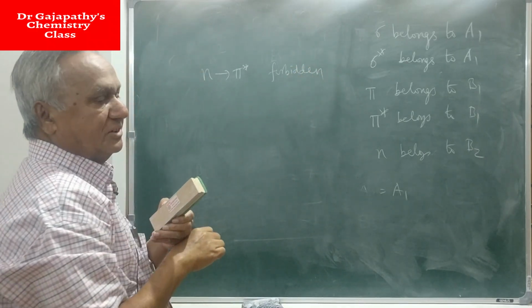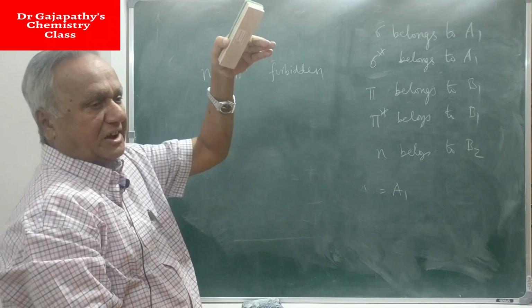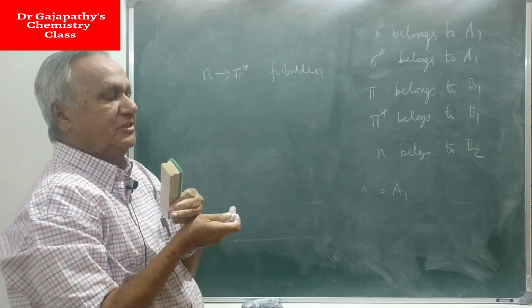Sigma to sigma star is allowed. It's a very high energy. You will not be able to see it in the visible region at all.